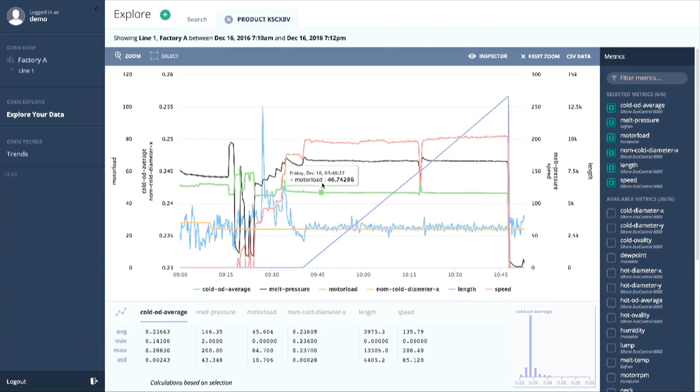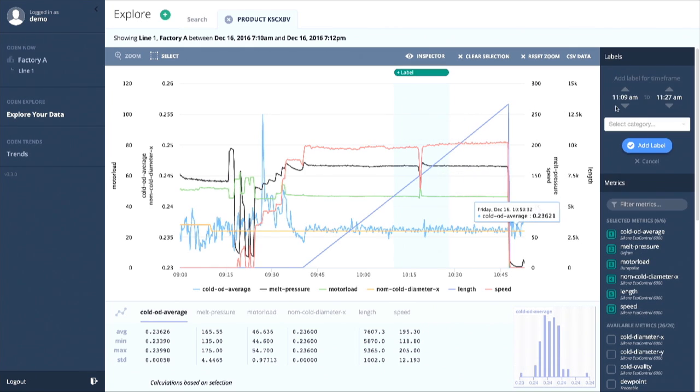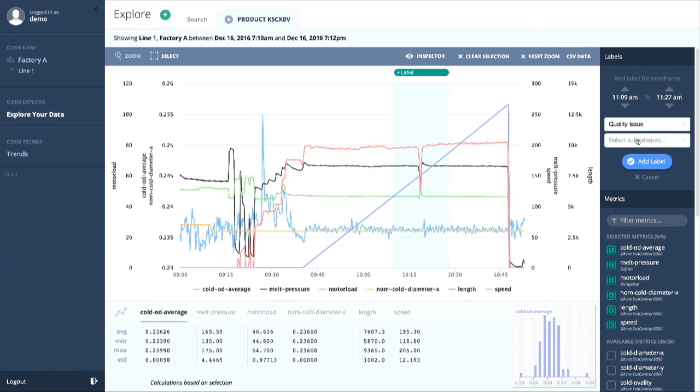You can also, once you've identified something, select certain parts of it, either for statistical processing or to label it. Labeling allows you to find it again, share and collaborate, but also to train up machine learning models so that both different states of your production can be classified automatically and different failures can be predicted in the future.